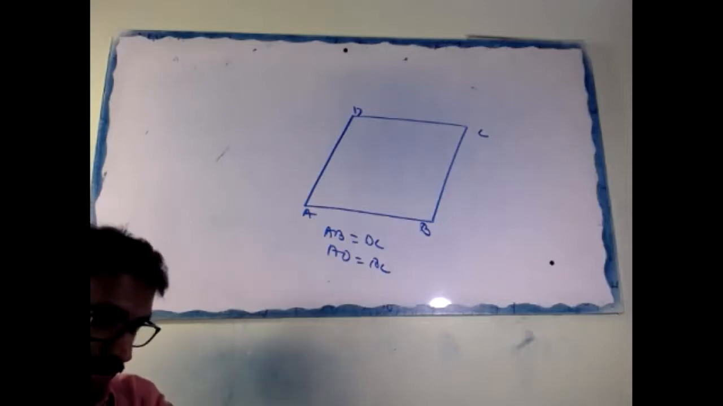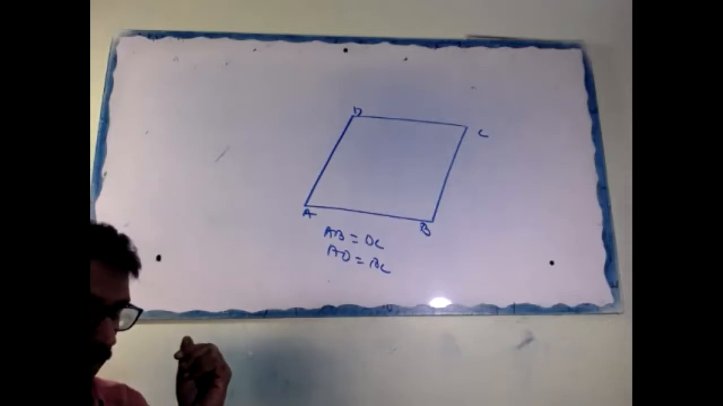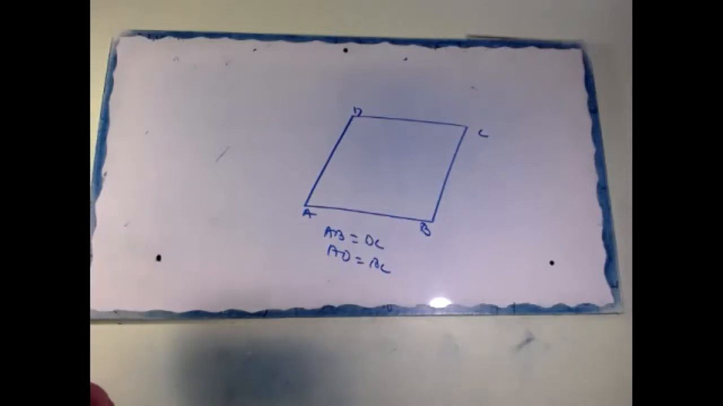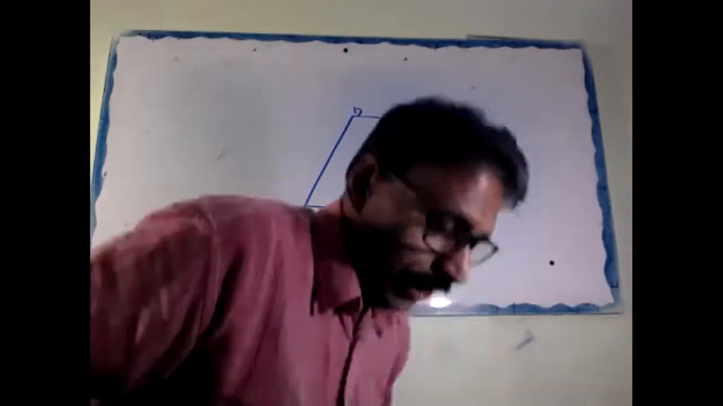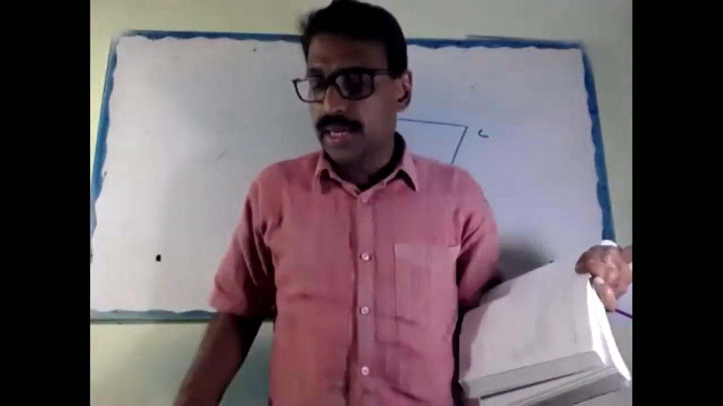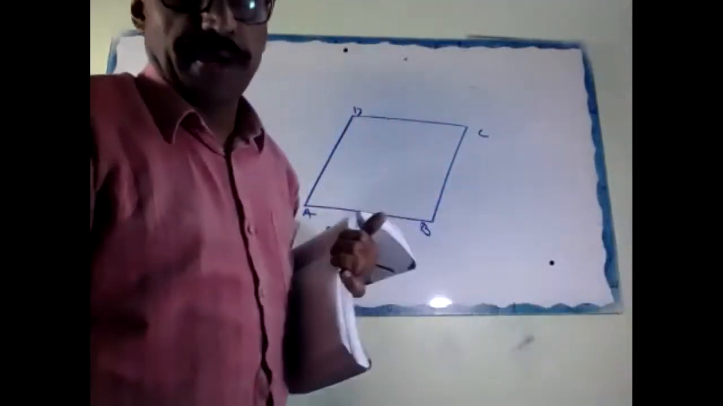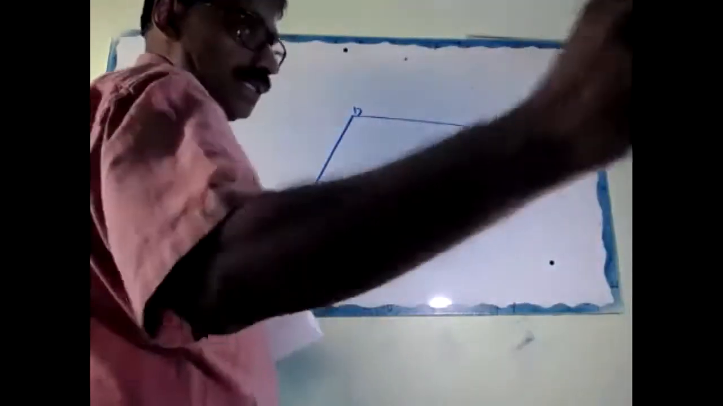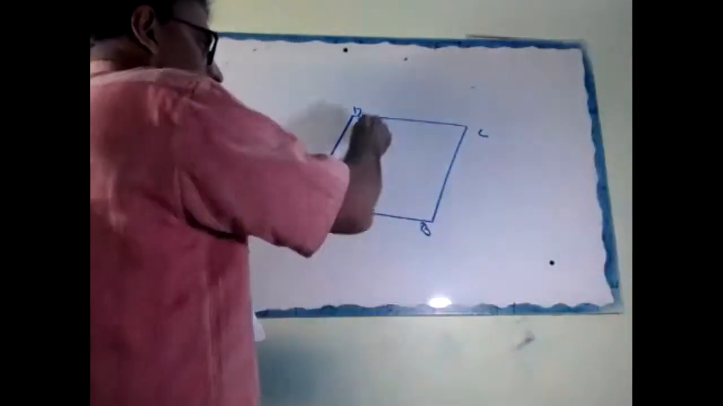Okay, right. A diagonal of a parallelogram divides it into two congruent triangles.